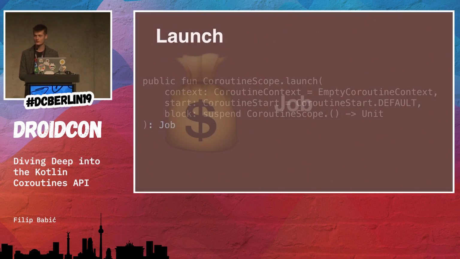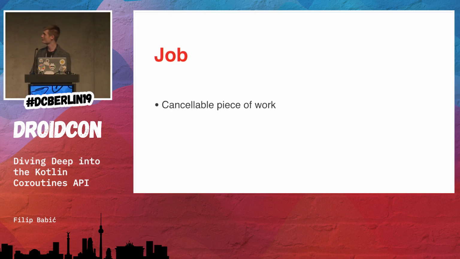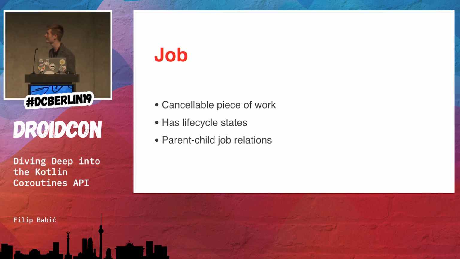So when we look at the job in general, instead of thinking of it as something to make money off, it's a cancelable piece of work. It has a couple of lifecycle states, which we'll see in a bit. And you can also define parent-job-child relations, as I mentioned. So you can take one job and create a coroutine with that job. If that job gets canceled, all the coroutines get canceled as well. So you can define nice lifecycle, and basically the job is, in essence, the lifecycle of a coroutine.